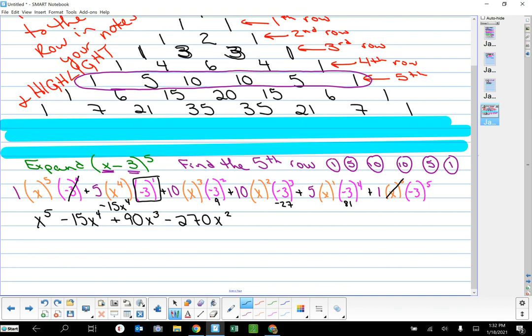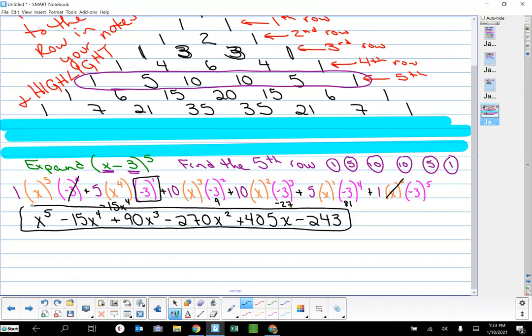81 times 5 is 405. That's a plus 405x. And then -3 to the 5th is minus 243. So this whole thing is what you get if you were to multiply x minus 3 out 5 times. But you were able to do it easily by just multiplying and using these things from that expansion, right?